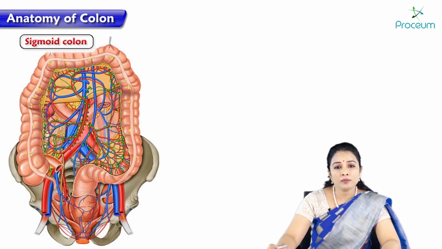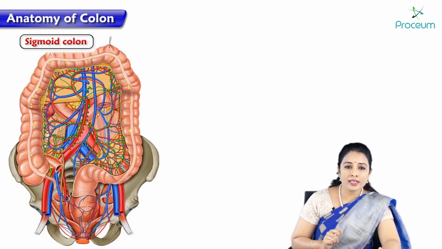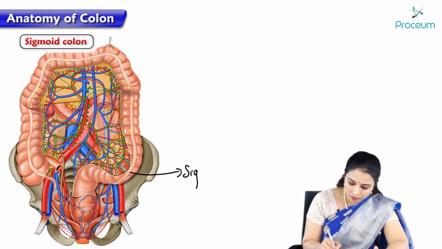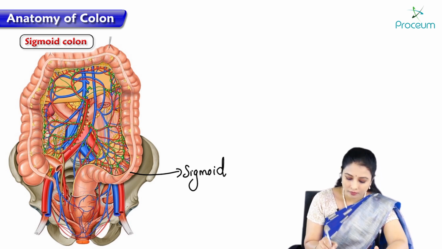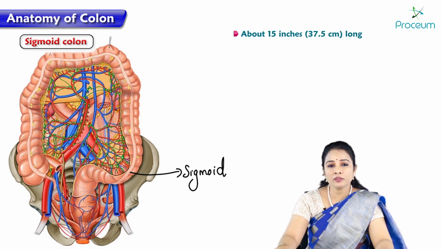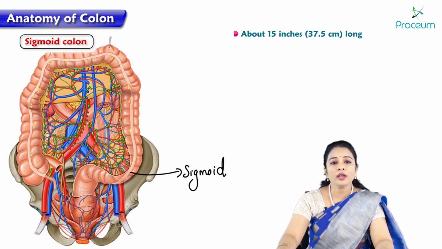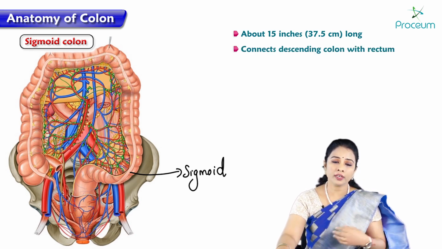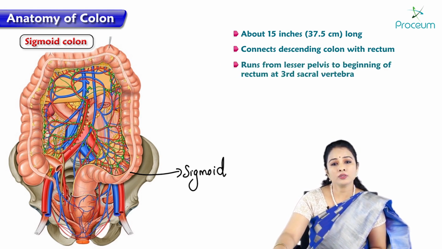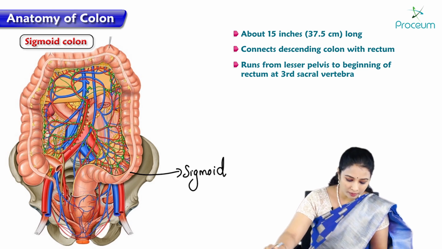Next, regarding the sigmoid colon, sigmoid means S-like, so the curved part of colon is sigmoid colon. Sigmoid colon is about 15 inches, that is around 37.5 centimeters long, and connects the descending colon with rectum. The sigmoid colon runs from the lesser pelvis to the beginning of rectum at the level of third sacral vertebra.